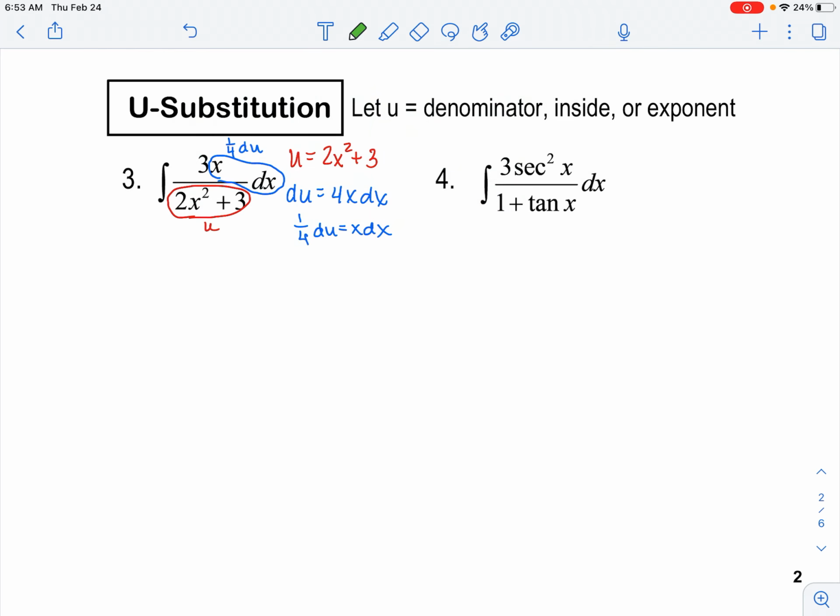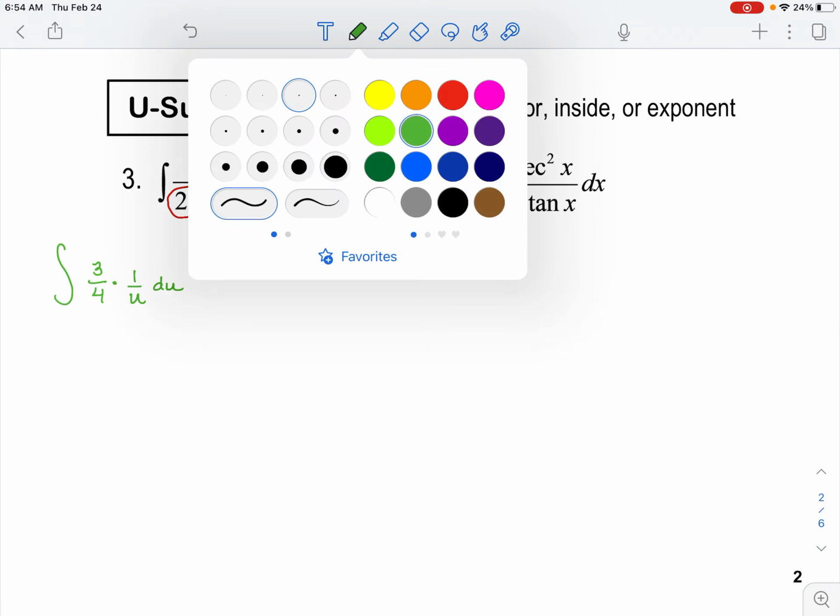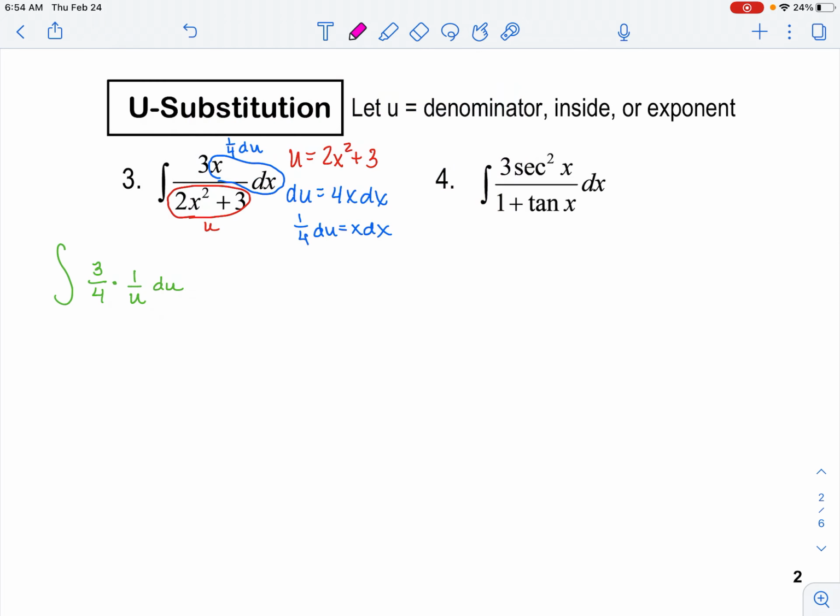And then we're going to rewrite this integral. Our constant, we have a 3, we have a 1/4, so 3/4. And we're going to write this as 1 over u du. Now we could write it as 3 over 4u, but we want to leave our constant out front. So once we have our integral written, we are going to actually take the integral. We're going to leave 3/4 out front. The integral of 1 over u is natural log, so natural log absolute value of u plus c.